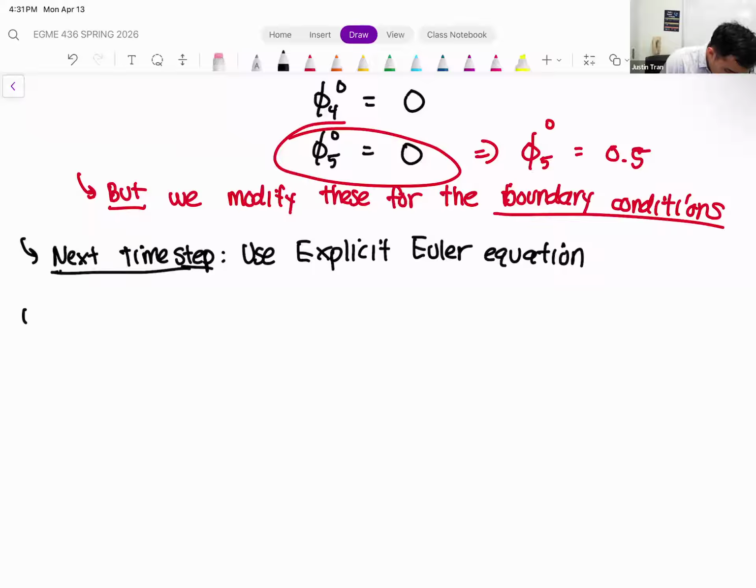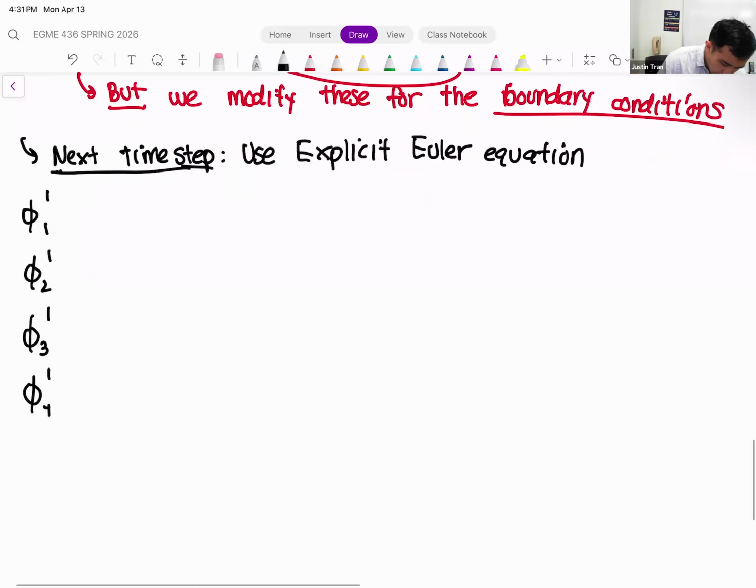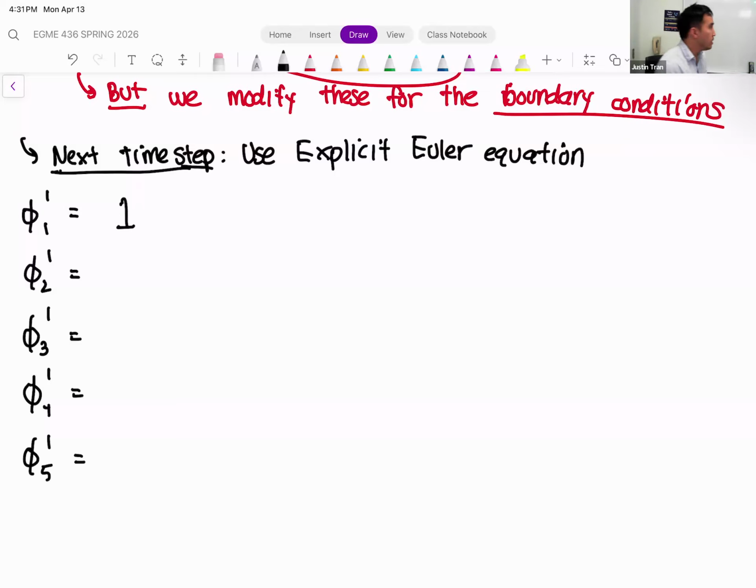Okay, so that means we're going to have equations for phi1 at time step 1, phi2 at time step 1, phi3 at time step 1, phi4 at time step 1, and phi5 at time step 1. Okay, so let's start with phi1. So that's the easiest one. So phi1 at time step 1 and at all times is just going to be 1. Okay, so phi1 is very, very straightforward. All right, phi2.